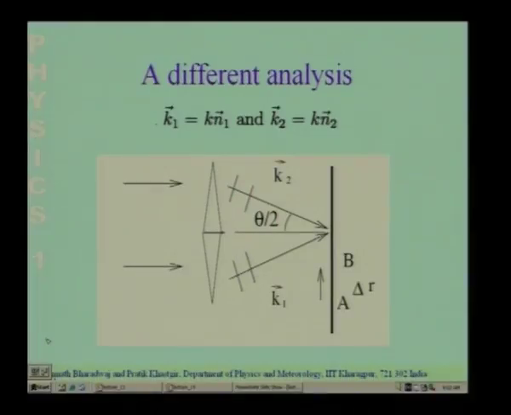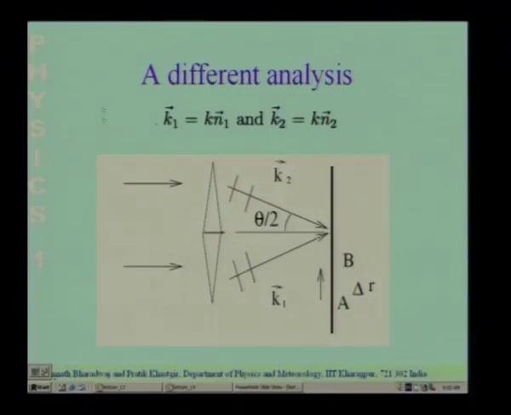Good morning. In the last class, we had started discussing interference and we had taken up the Young's double slit experiment for discussion. And then I was telling you about a different way in which we can analyze the same Young's double slit experiment. So, let me recapitulate the thing that I was telling you at the end of the last lecture.